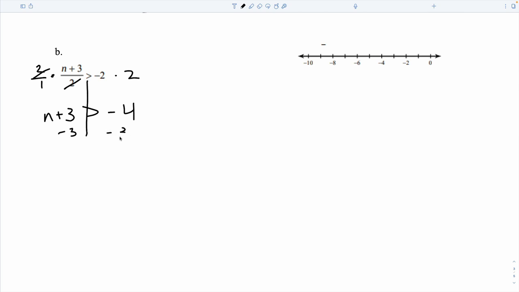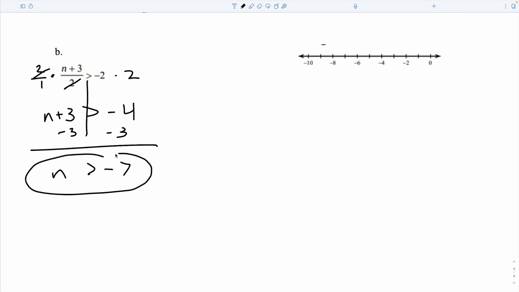Good. And you'll end up with n is greater than negative 7. N is on the left side, so I'm good to put my dot on the negative 7. I don't see a negative 7. Direct me where I should put the dots, Colton. Great. And is it an open or closed circle? It's open. Which way does it go? Left or right? Mara.